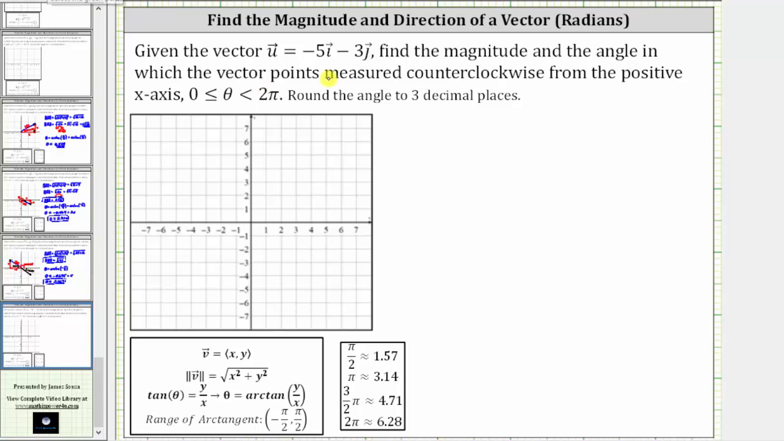Given vector u equals negative 5i minus 3j, we're asked to find the magnitude, which is the length of the vector, as well as the direction, which is the angle in which the vector points measured counterclockwise from the positive x-axis, and we're told to give the angle theta in the interval from 0 to 2 pi radians.